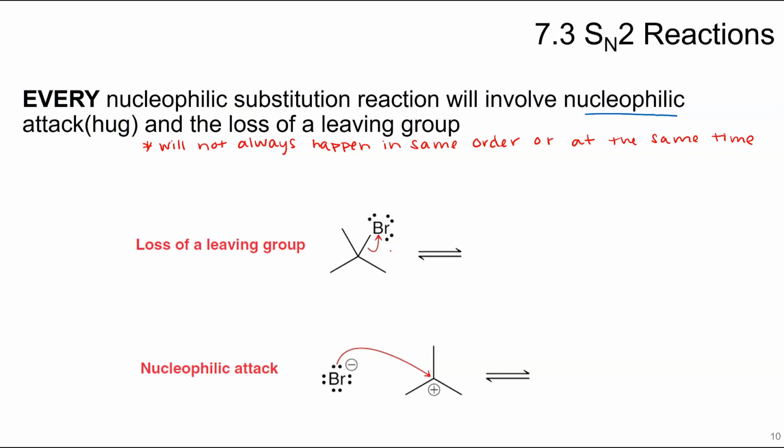So in this first one, we recognize the loss of a leaving group, and what results is the carbocation plus Br minus. And when the nucleophilic attack happens, you get the bromine to add there. So every nucleophilic substitution reaction is going to involve a nucleophilic attack, or a nucleophilic hug, and then the loss of a leaving group.